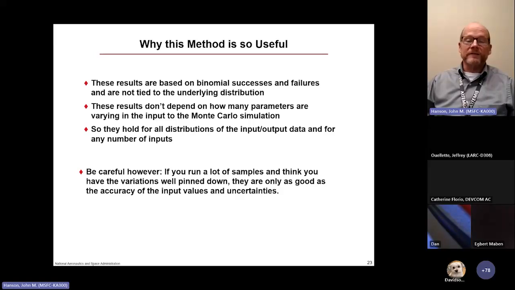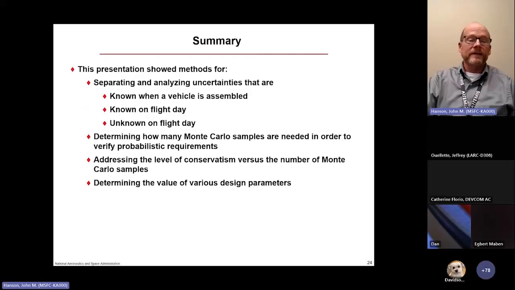You do have to be careful because if you run a whole lot of samples and you think that you've got this really well pinned down, it's only as good as all your modeling of how the thing behaves and all your input values and uncertainties. If those are off and you haven't captured enough uncertainty, you're not going to get the right answer.